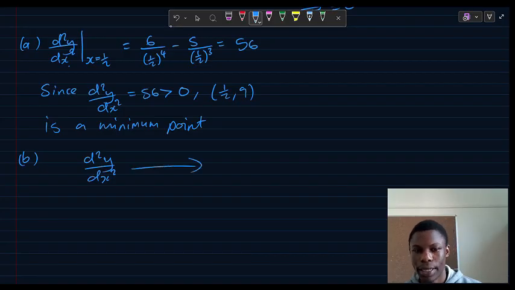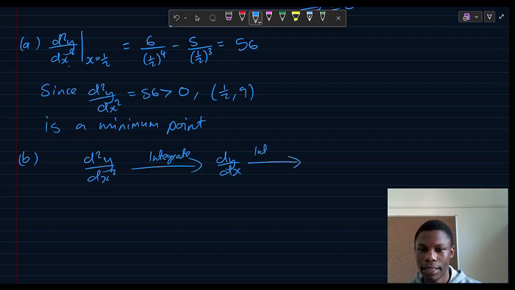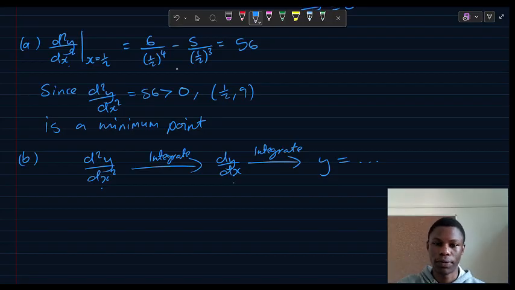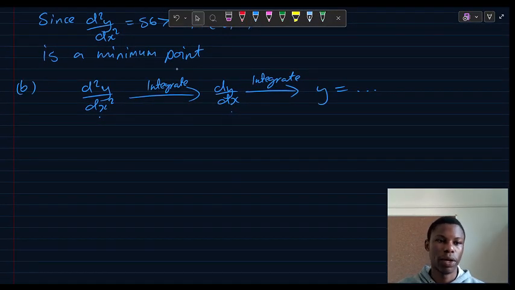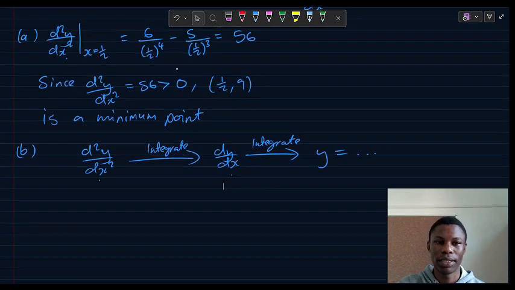If you integrate this, you get the first derivative dy dx. And if you integrate this, you get the equation of the curve. Y is equal to whatever it's equal to, right? So we are going to have to integrate twice. If you integrate second derivative, you get first derivative. If you integrate first derivative, you get the equation of your curve. So that's why that's worth 7 marks, because you're going to have to integrate twice.